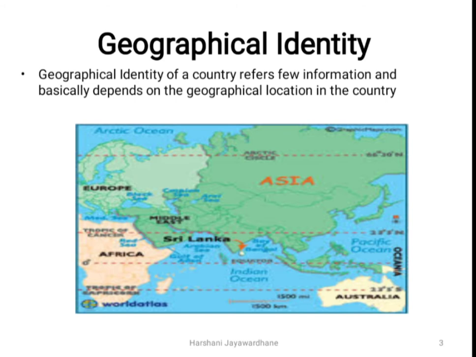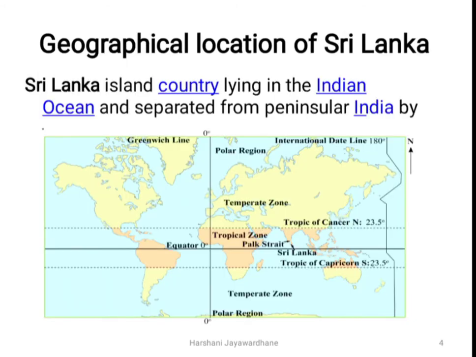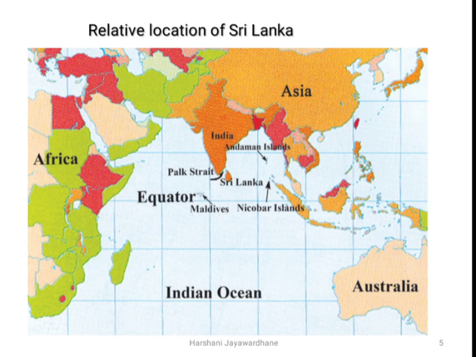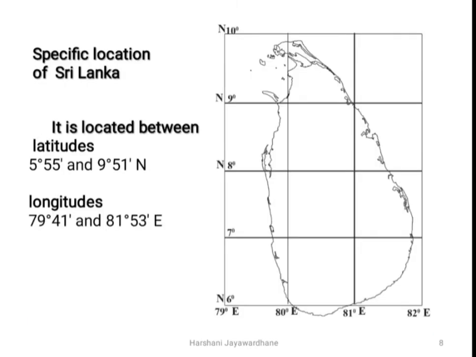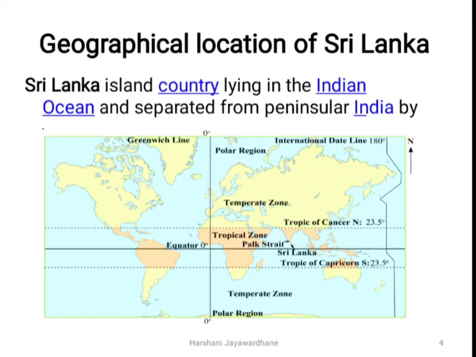This geographical identity can be divided into mainly two things. I'll show you that. One is geographical location. Under geographical location, basically we can identify relative location as well as the specific location. So let's see what this geographical location is.